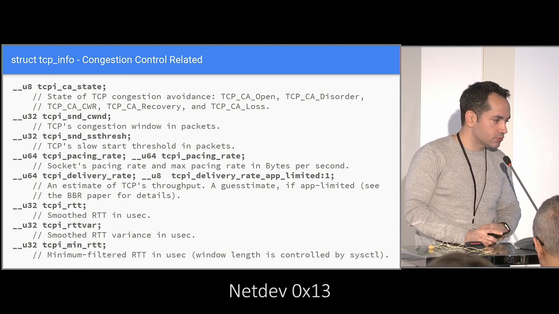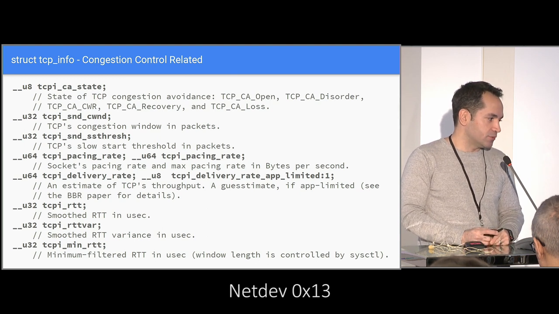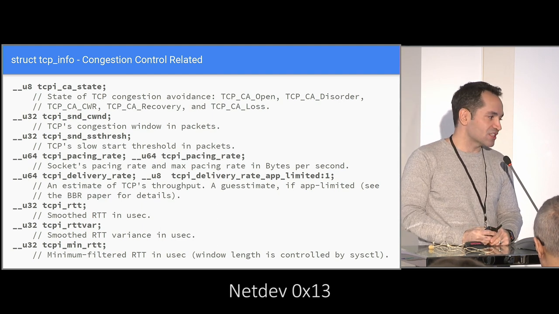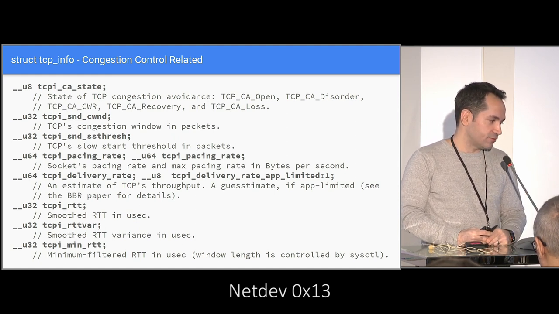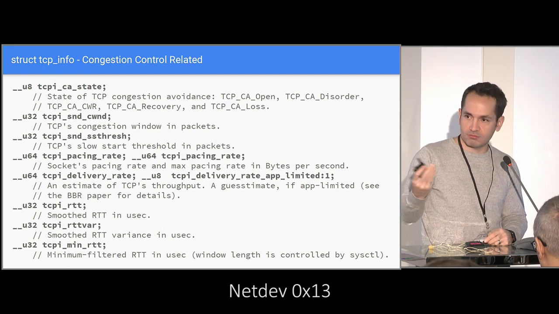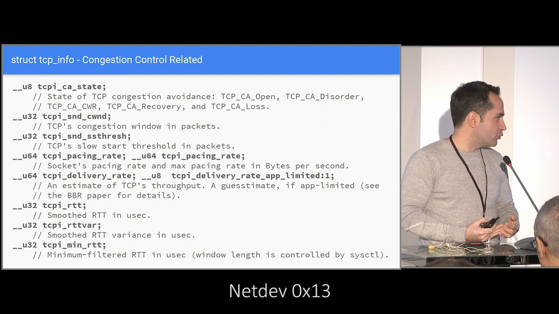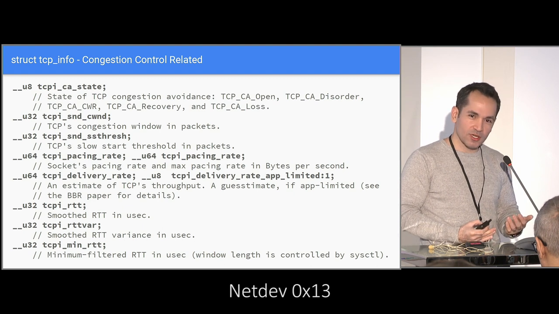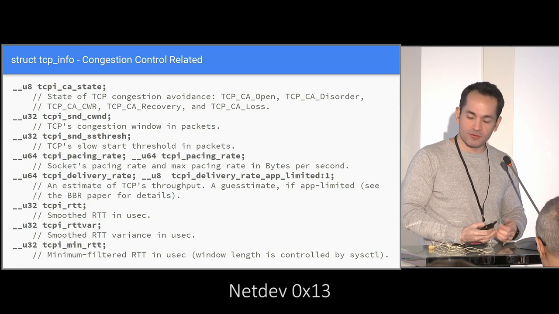So a huge chunk of TCP is basically congestion control. The second field in the TCP info, if you look at it by order, is the CA state, or congestion avoidance state. They're like open, disorder, recovery, loss, CWR. They have different meanings for different congestion controls. So if you're using Reno and Cubic, it might be useful. If you're using BBR, you have to be very careful about how you interpret them. They have different meanings.